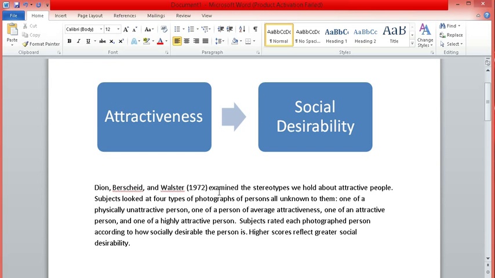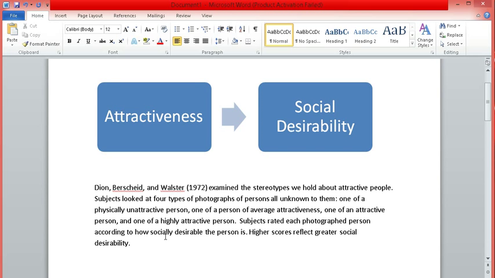A certain group of researchers examined the stereotypes we hold about attractive people. In the experiment, subjects looked at 4 types of photographs of persons all unknown to them. There are 4 types of photographs: one of an unattractive person, one of average attractiveness, one of an attractive person, and one of a highly attractive person. The subjects rated each photographed person according to how socially desirable the person is, higher scores, of course, reflecting greater social desirability.